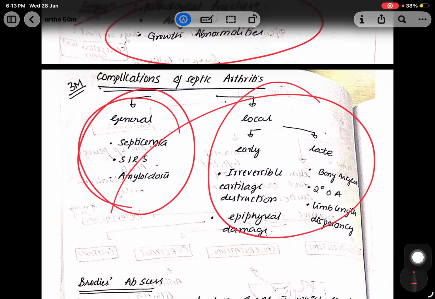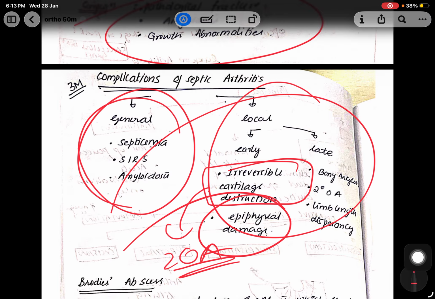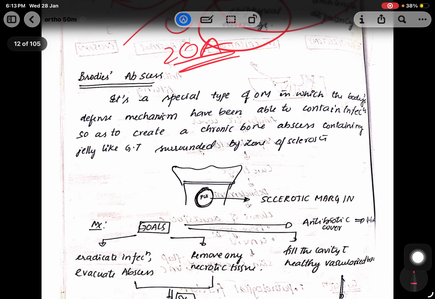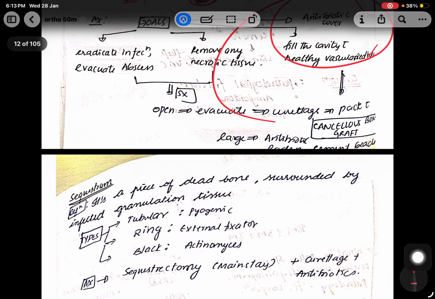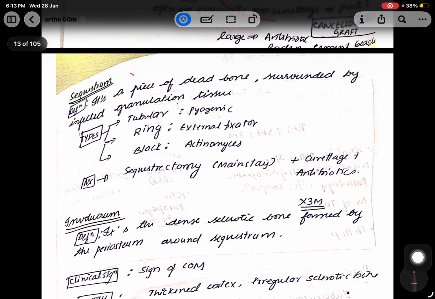One important thing you will write about is irreversible cartilage destruction, which will lead to secondary osteoarthritis, and also the epiphyseal damage. Brodie's abscess: let me explain the concept. The immunity of the person is very good, so the pus is localized here. The major goal is to evacuate it and cover it with antibiotics.